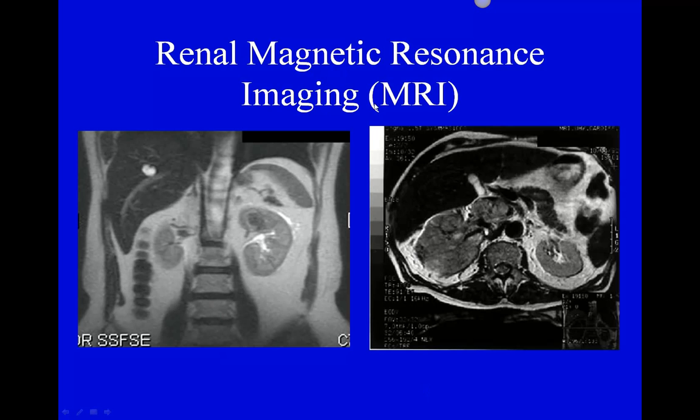So with MRI, we're using a magnet. With ultrasound, like the name implies, we're using ultrasound. With CAT scan or X-ray, we're using X-rays. And there is a concern about long-term exposure to X-ray. MRI, because it uses a magnet: if you have a pacemaker, you can't have an MRI. If you have metal in your body, that's magnetic.